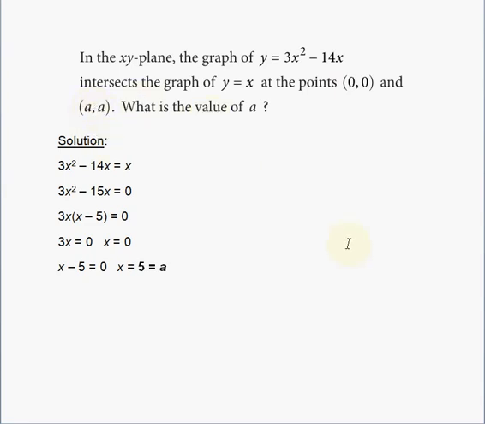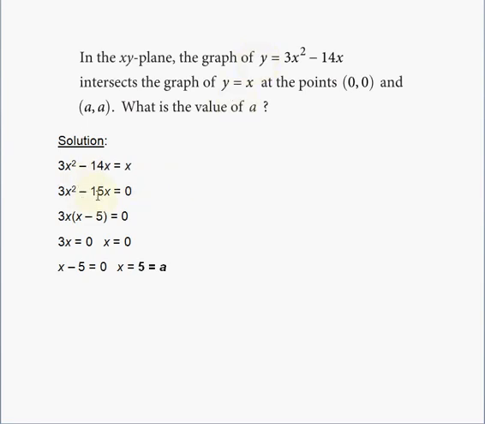In order to find the two intersections, one of which we know, the second one we should find, which should be a comma a, and a is the constant one more time. So we have to set these two y values equal, right? Because intersection means the same x value and the same y value for the two equations. So let's do that. We set 3x squared minus 14x equal to x, in order to find the x value that makes these two y values equal.